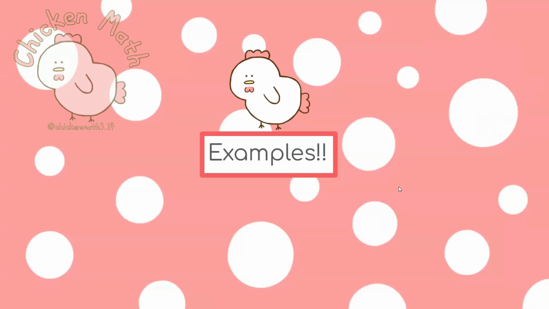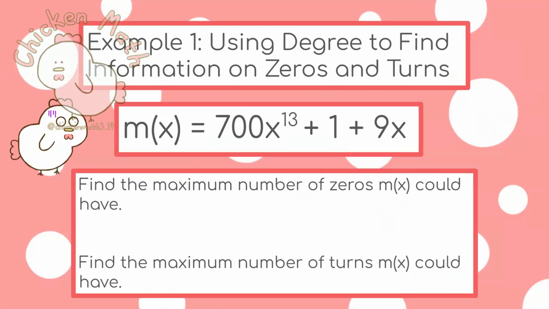All right, so we're going to be moving on to examples, and we're going to be going over examples of each topic we covered today in this video. First, we're going to be using the degree to find information on zeros and turns. So we want to identify the degree first. You can pause the video to try out these examples yourselves. So 700x to the power of 13 plus 1x plus 9x. The degree would be 13. All right, so maximum number of zeros would also be 13. It would be equal to our degree. And then the maximum number of turns is 1 less than the degree. So it would be 12 turns.